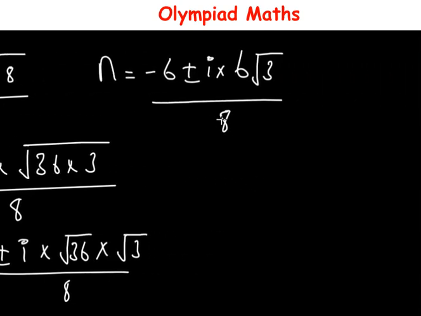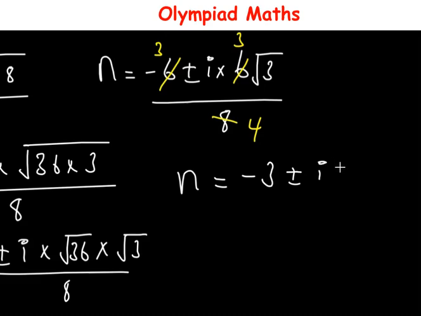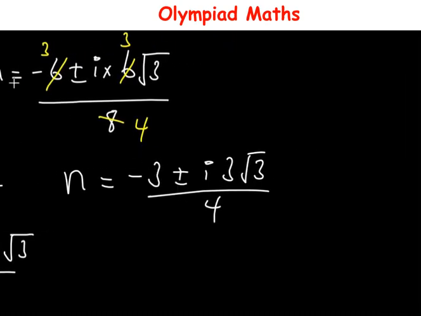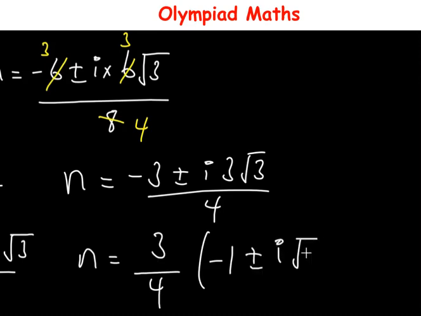So from here, 2 we divide 8, we have 4. 2 we divide 6, we have 3. 2 we also divide 6, we have 3. Such that the value of n is then equal to minus 3 plus or minus i times 3 root 3 all over 4. Now with this, we can factorize out 3 over 4 from here. So the value of n is equal to 3 over 4 into bracket, here becomes minus 1 plus or minus i times root 3.